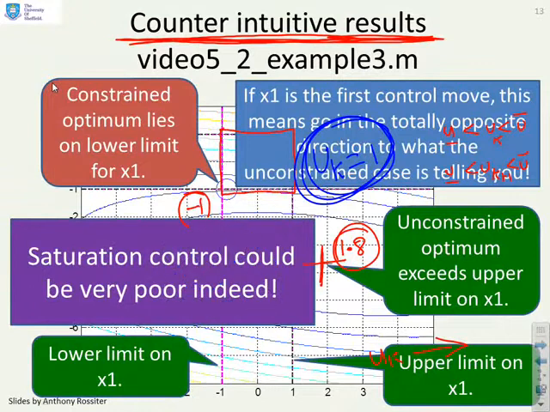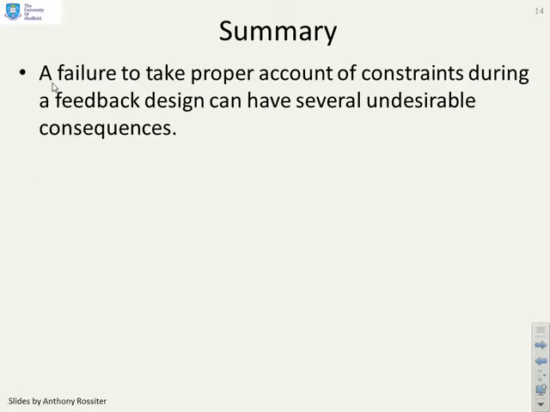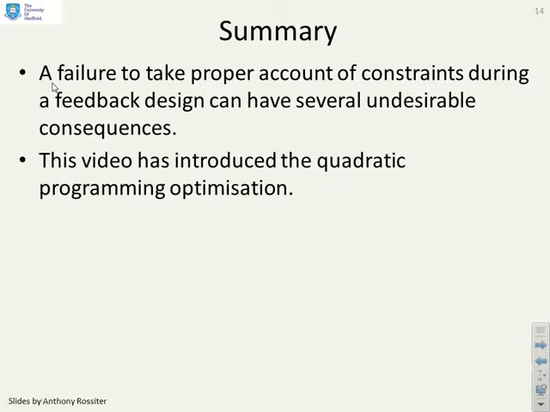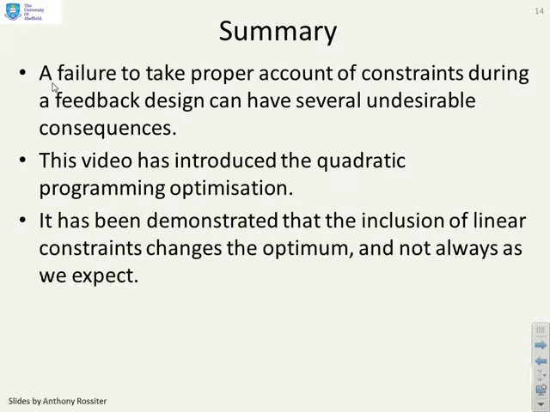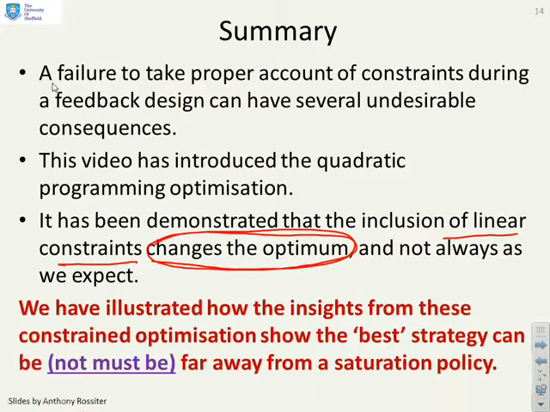It won't always be, but there are cases where it will be. So a summary: a failure to take proper account of constraints during a feedback design can have several undesirable consequences. This video has introduced the quadratic programming optimization, and it's demonstrated that the inclusion of linear constraints changes the optimum. That's the key thing. The optimum is different. You can't just do saturation.